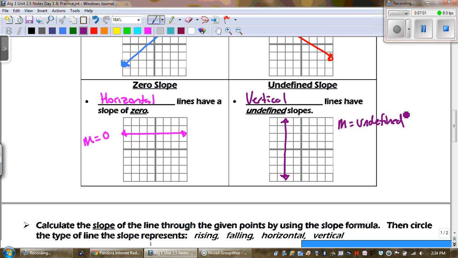And the reason it is, it just can't be defined. The slope is so huge that no number is big enough to explain it.